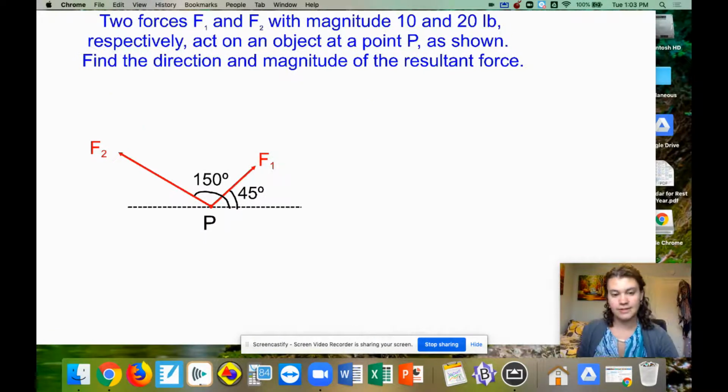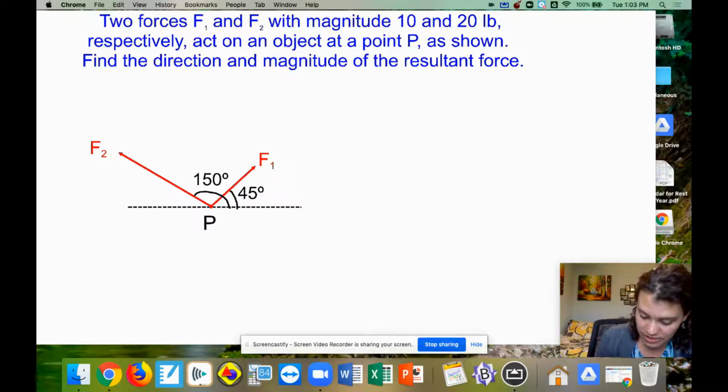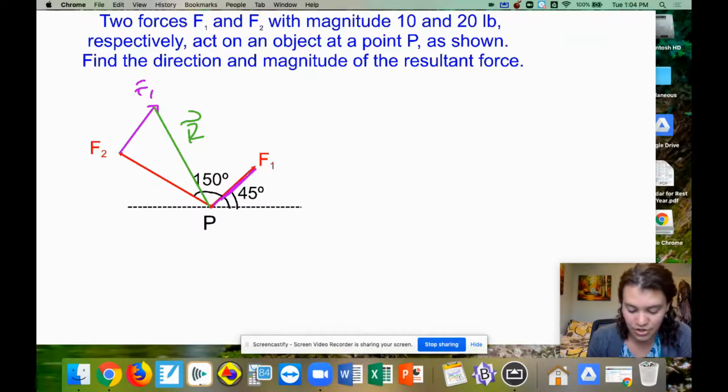Okay. So here's slightly different. We have two forces, magnitude 10 and 20, shown below. Act on an object P. Find the resultant vector. So direction and magnitude. So first of all, I'm going to take this and redraw it just so it's over here. So it's all connected to each other, tip to tail. Because then what I'm really looking for is this vector. We'll call it the resultant vector with an R.